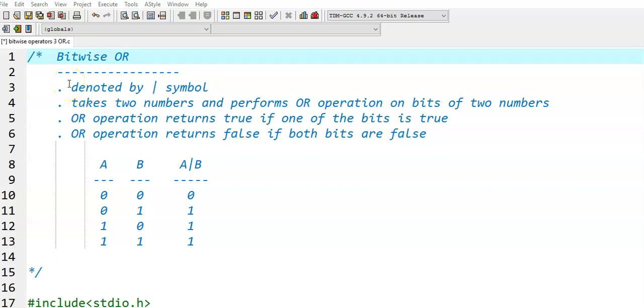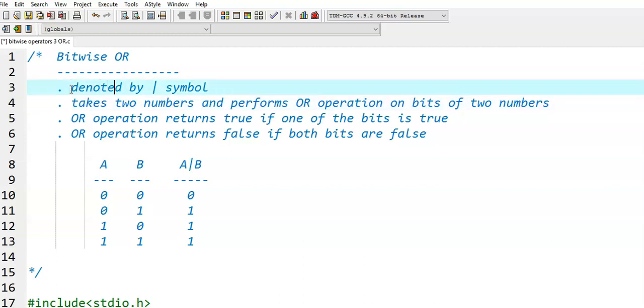In this video, we discuss the bitwise OR operator. In the last video, we discussed the bitwise AND operator. The bitwise OR operator is denoted by the OR symbol, a single vertical line symbol.